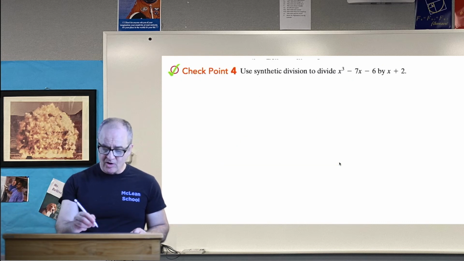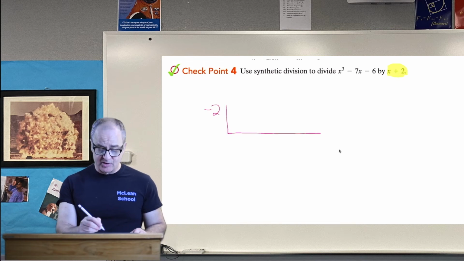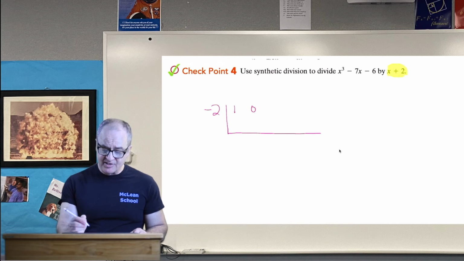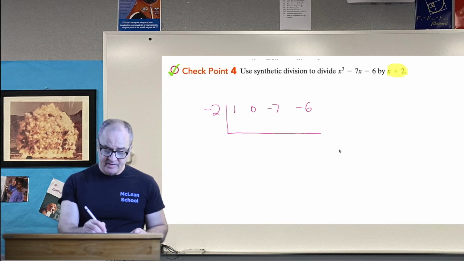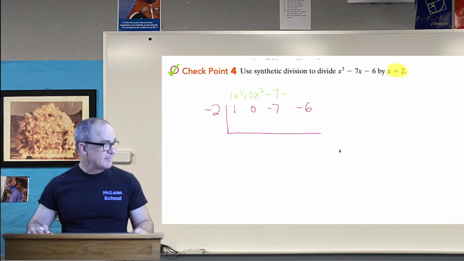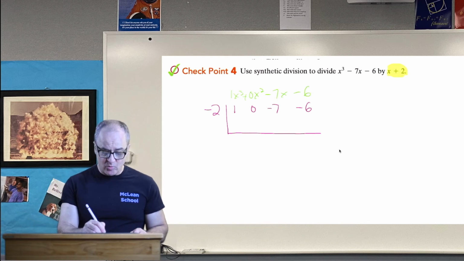Okay, we are dividing by x plus 2 again, cool. Means I'll write a negative 2 there. Now, we have a 1. Once again, we don't have an x squared, so we put a 0. That 1 is for the x cubed. We have a minus 7 for the 7x, and a minus 6 for the constant term. So this again is for our 1x cubed plus a 0x squared minus 7x minus 6. Just change it to these coefficients and bring down the 1.